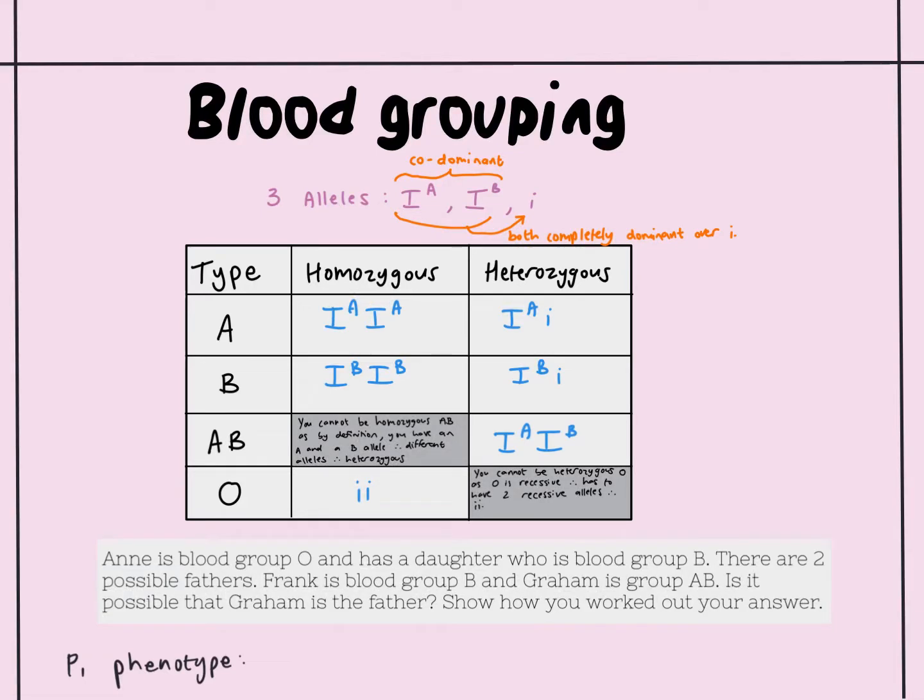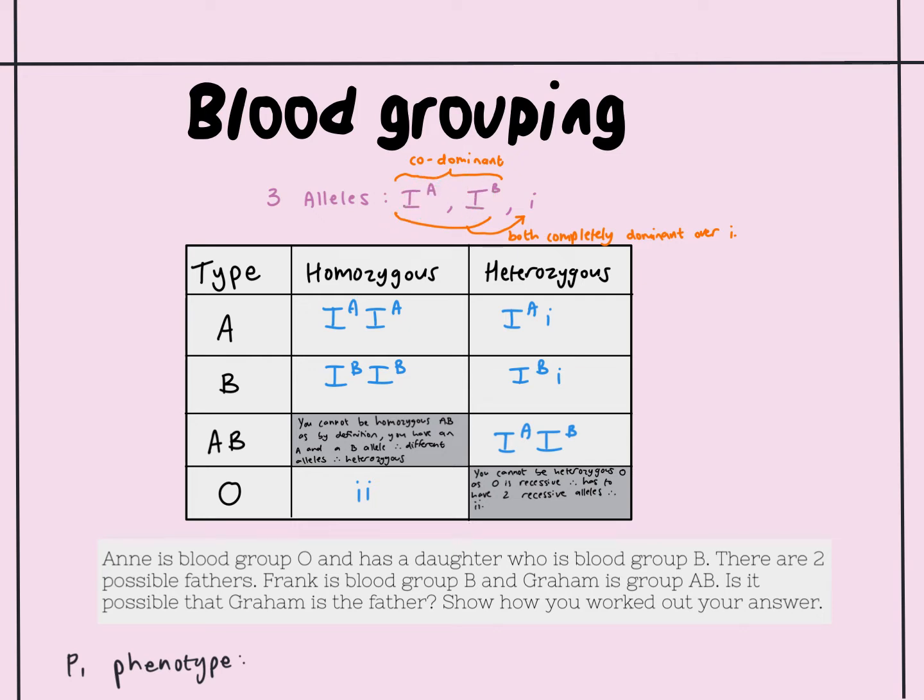Whenever you do a question on blood grouping, the very important thing you need to remember is this is an example of multiple alleles. So normally we've had two alleles for a trait, one allele for purple color, one allele for white color, one allele for gray fur, one allele for black fur, for example. Now we have three different alleles controlling blood groups.